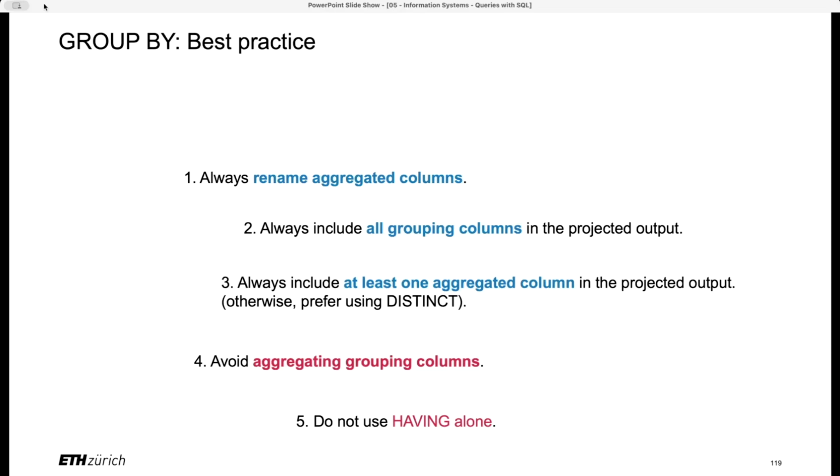Number 2, I've told you already several times, always include all the grouping keys in the projected outputs, always. The third one is usually, when you group, you should also aggregate at least one thing.